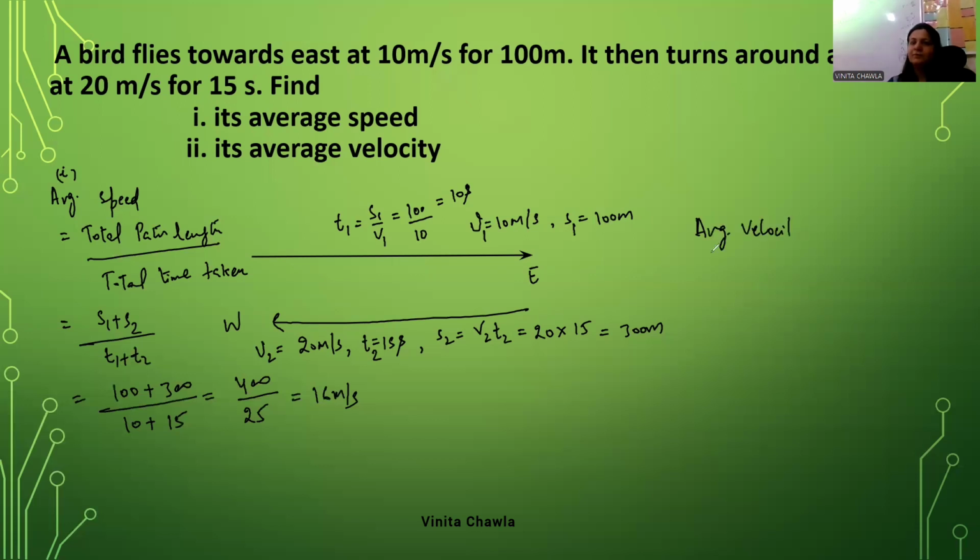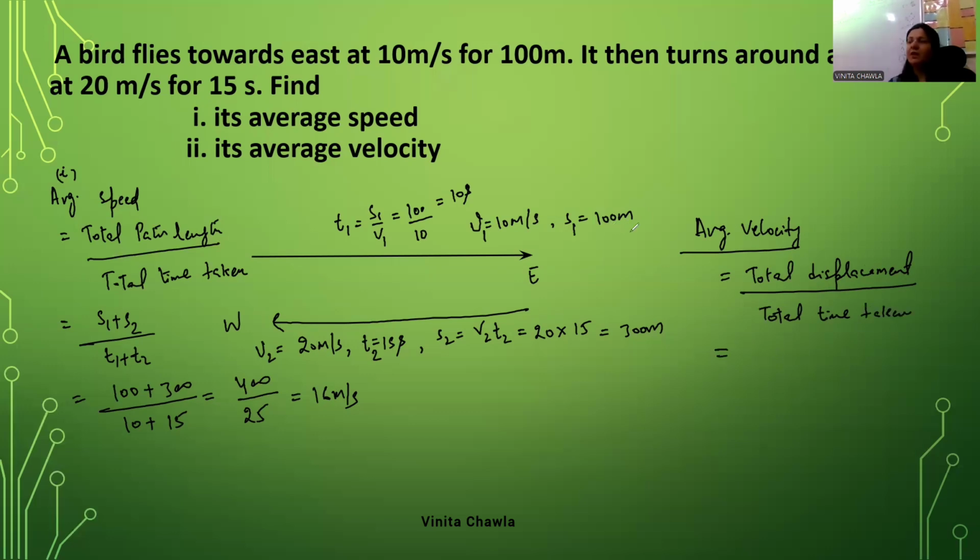Average velocity. First find displacement. The displacement is 200 meter. Which direction? West, the return side. So will it be negative or positive? It will be negative. Negative 8 meter per second is coming, and the total time is 25.